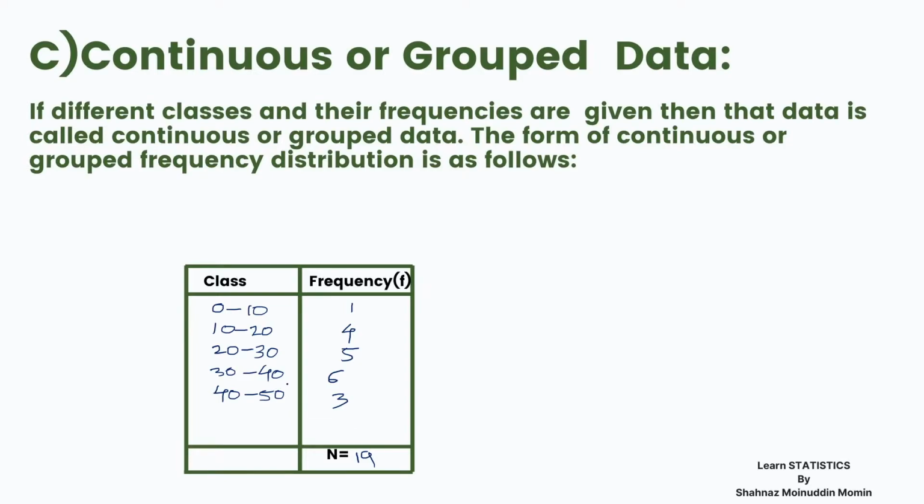This data is called a continuous or grouped data since the values are classified into groups. For example, 0 to 10 means in the class 0 to 10 there is one value only. So the frequency of class 0 to 10 is 1 and values falling in class 10 to 20 is 4. So its frequency is 4. Likewise, there are 3 values in the class 40 to 50, hence the frequency is 3.